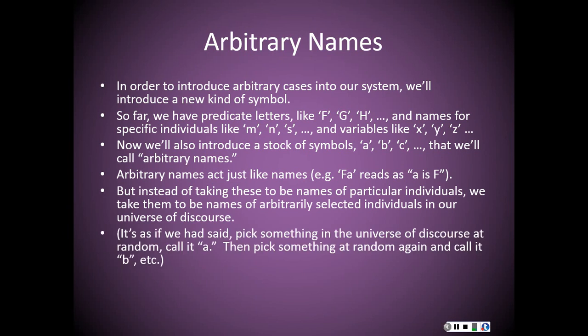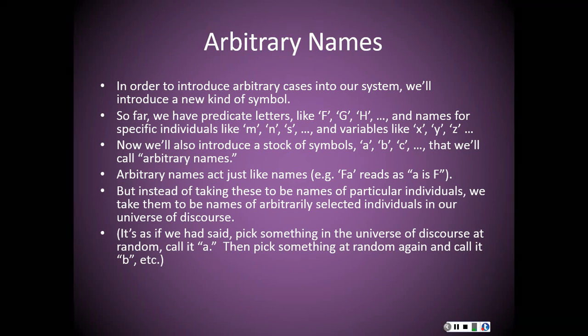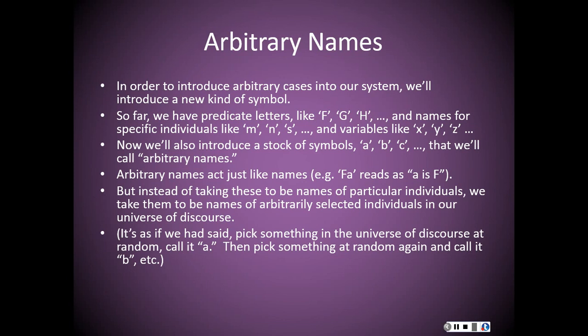It's as if we had said, pick something in the universe of discourse at random and call it A. Then pick something else, maybe the same thing, pick something at random again and call it B, etc., without ever actually paying attention to just which objects we were picking out. These are arbitrary names. They might as well name any individual in our system.